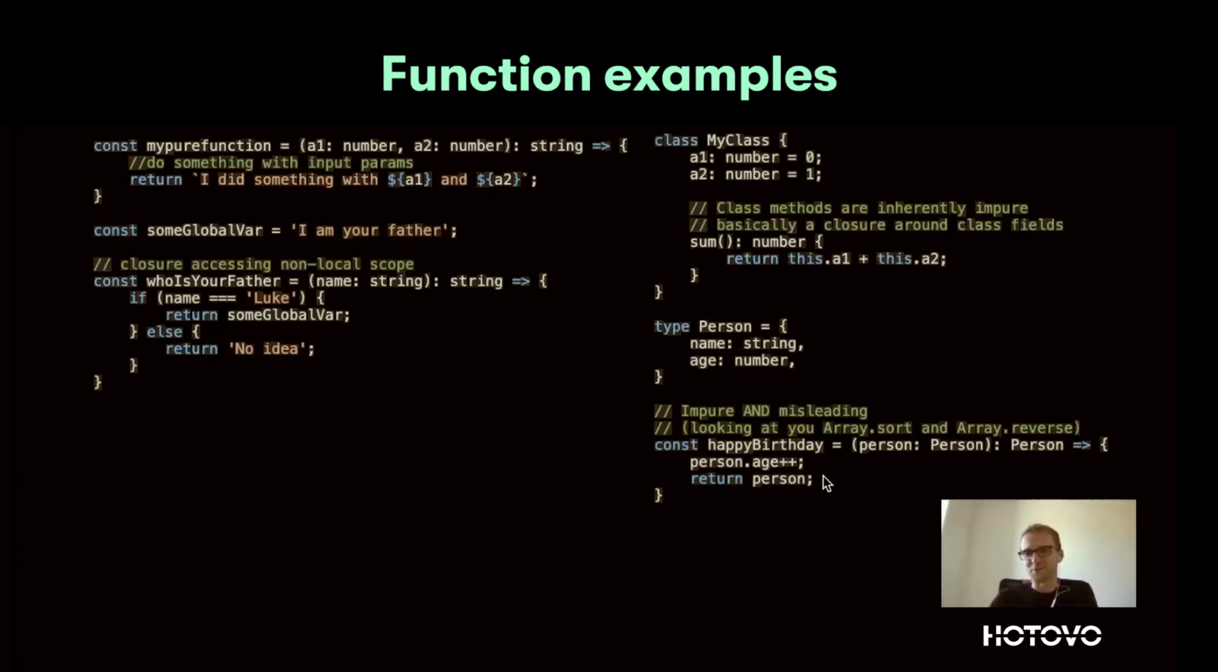So this is kind of misleading, and there are examples in JavaScript, like array sort and array reverse. They actually mutate the array and return the array. And I created a bunch of bugs because of these quite misleading signatures. So they are definitely not pure.